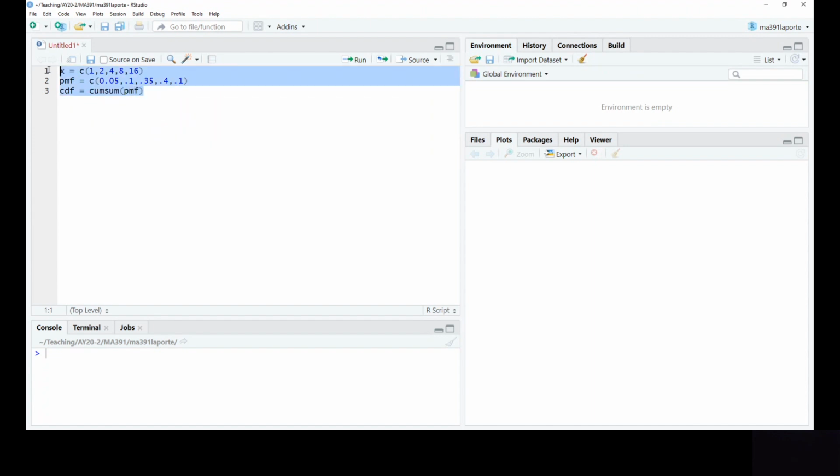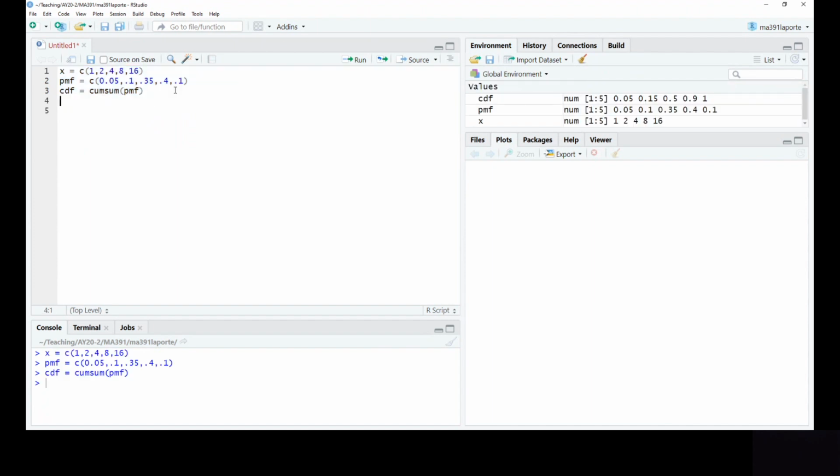So if you highlight these three, make sure everything's correct. And it looks like everything came out right. All right. The next thing you want to do is look up a bar chart.